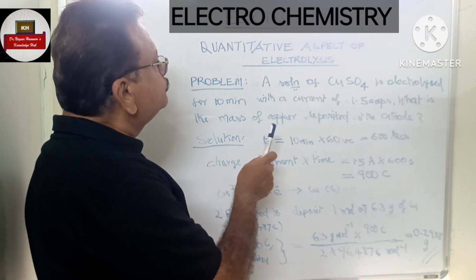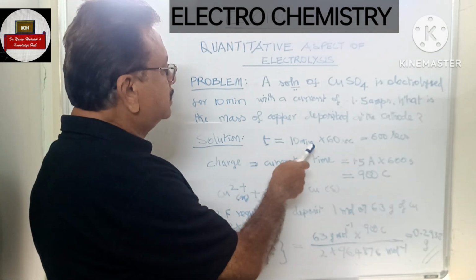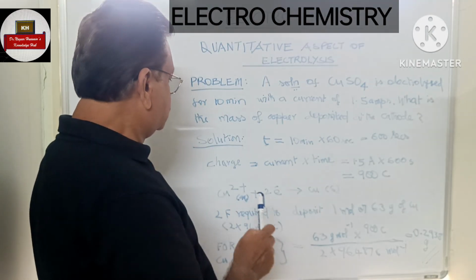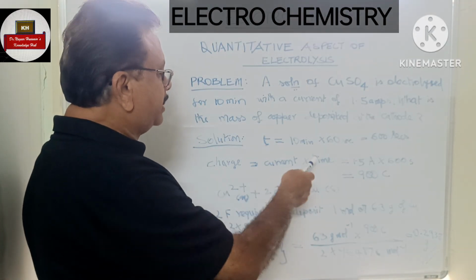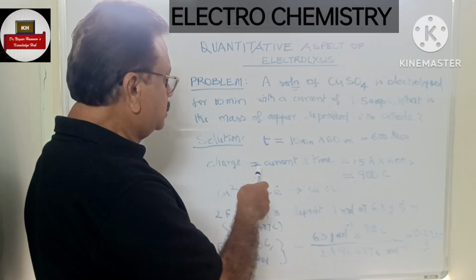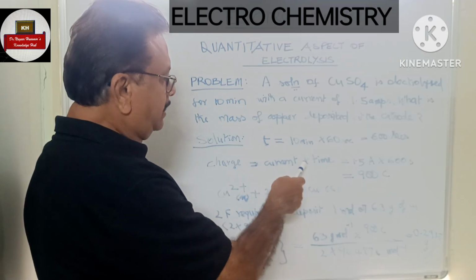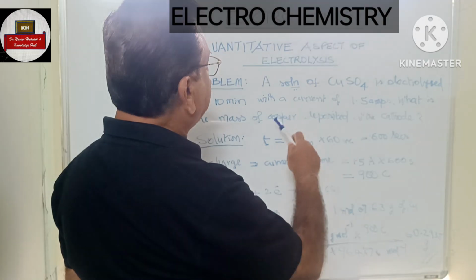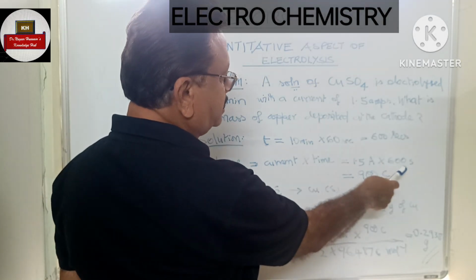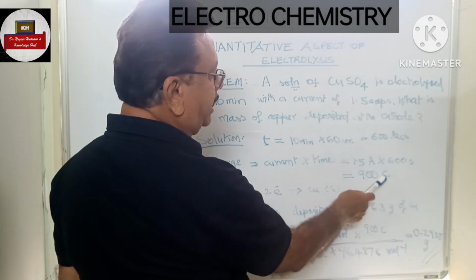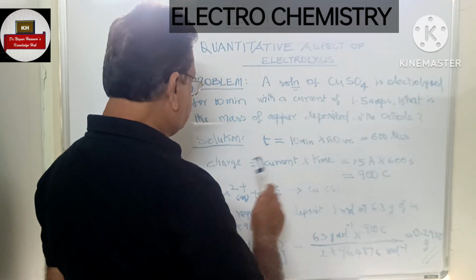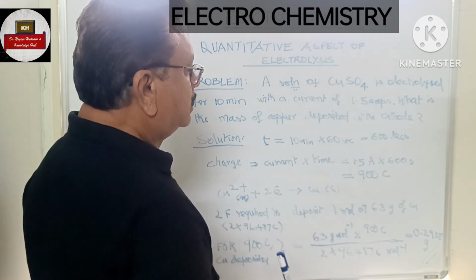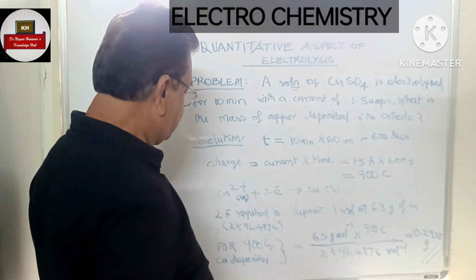We have run the current for 10 minutes, which is equal to 600 seconds. The formula for charge is current I times time, which is 1.5 amperes times 600 seconds, equal to 900 C. That is the charge for 600 seconds, that is, for 10 minutes.